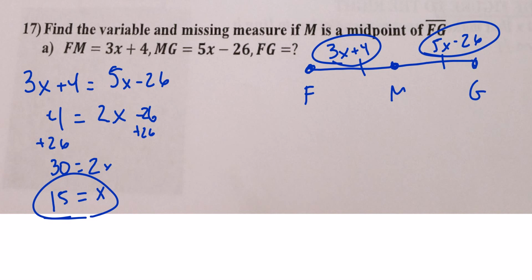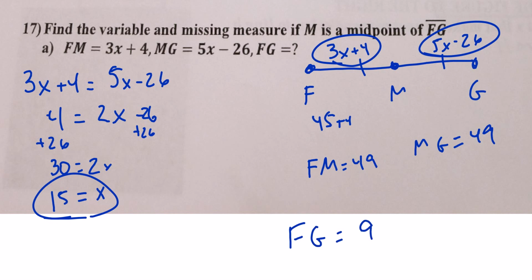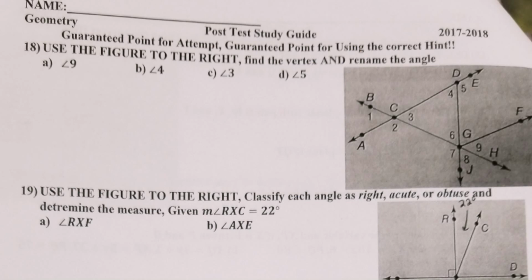Now I plug in 15 for x, so 3 times 15 is 45 plus 4, so I get FM is equal to 49. MG, I do 5 times 15 to get 75, minus 26 is 49, so MG equals 49. Not only am I using it to add it up, I just did a double check to make sure those are in fact congruent, which they are. 49 and 49, so FG equals 98. That's it for 17.